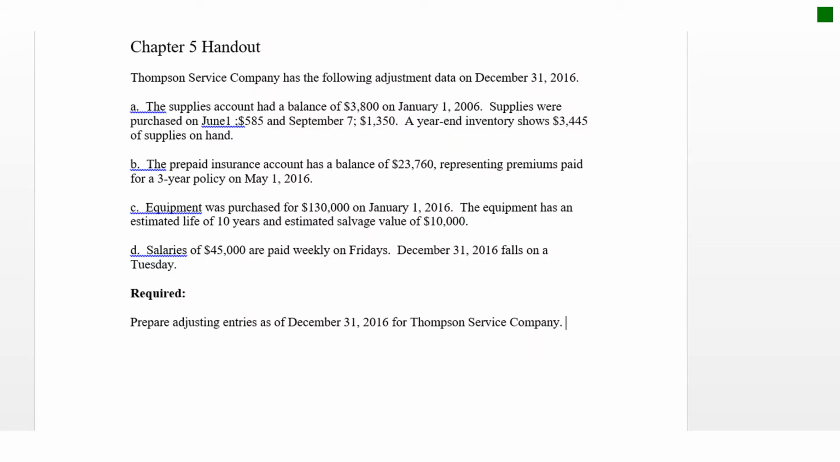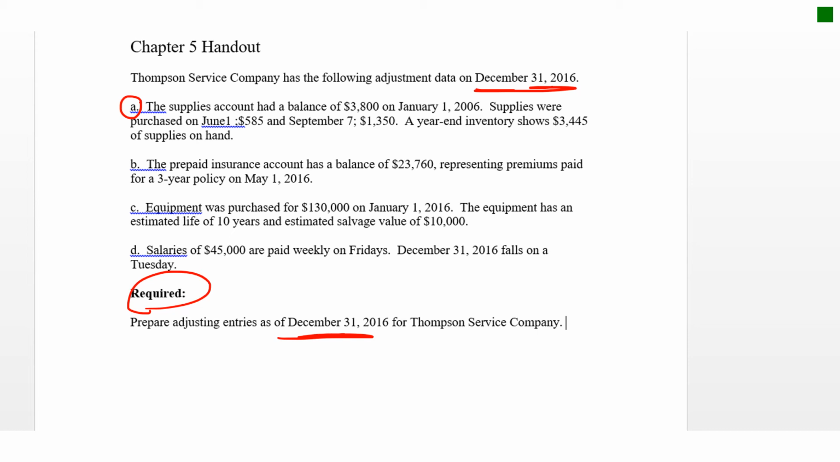Okay, so I wanted to give you one more illustration on just the basic idea of adjusting entries. On this one, I'm going to walk you through the basic idea of how you would calculate it. So again, for Part A, notice they want the data for December 31st, 2016, and the requirements say they want the adjusting entries again. That's our end date.